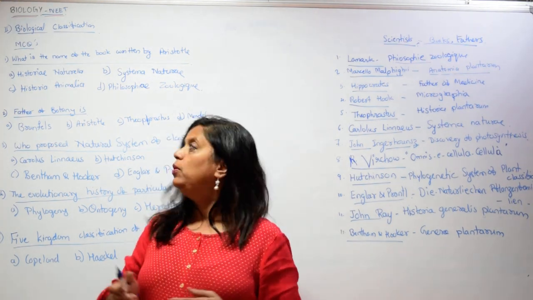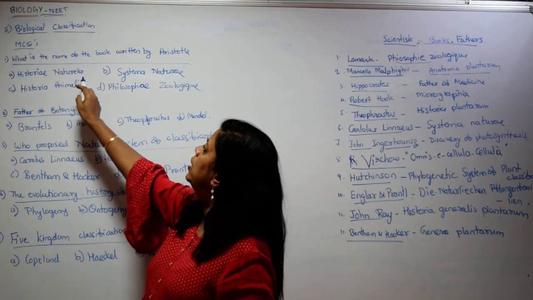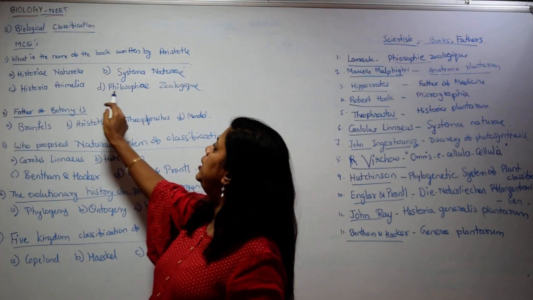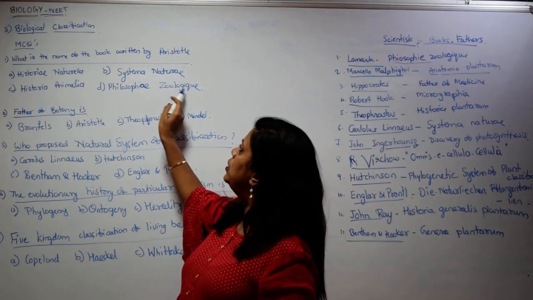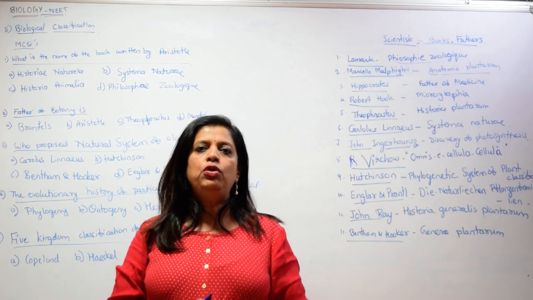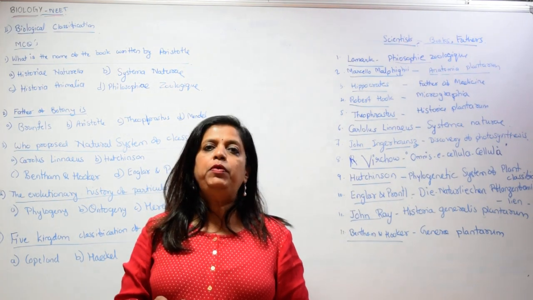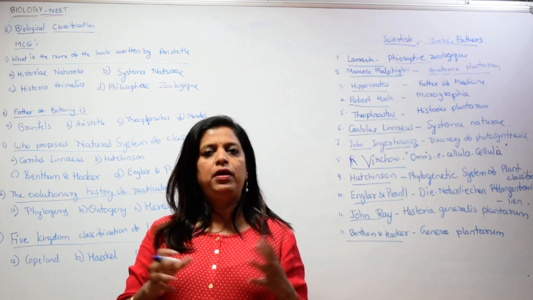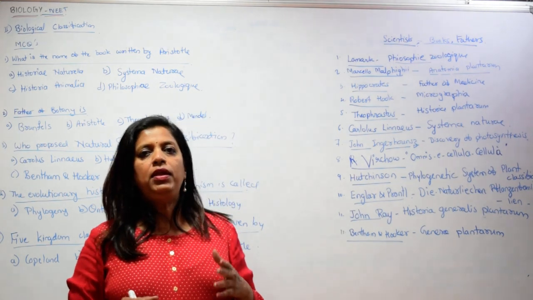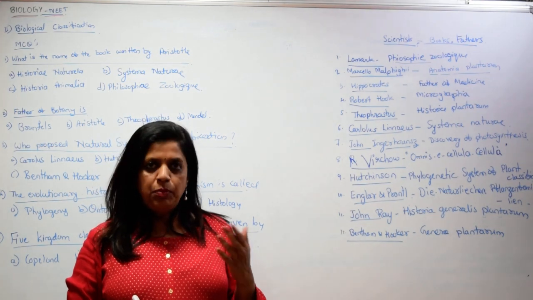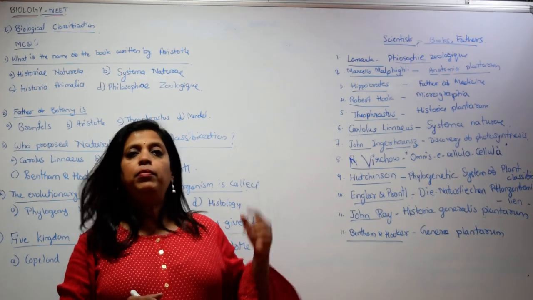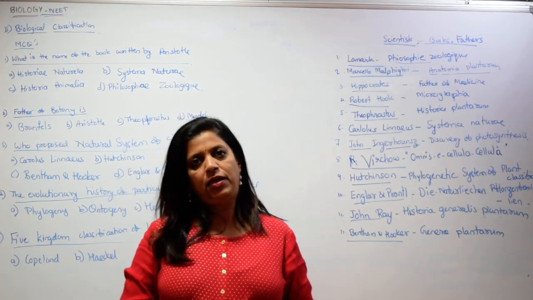For Aristotle, they have given four options: Historia Naturalis, Systema Naturae, Historia Animalium, Philosophie Zoologique. These are the four answers given, and you have to choose one among them. But rather than guessing by chance, you should learn the names of scientists, what books they published, and what they are famous for. So first, I am giving you the names of the scientists.